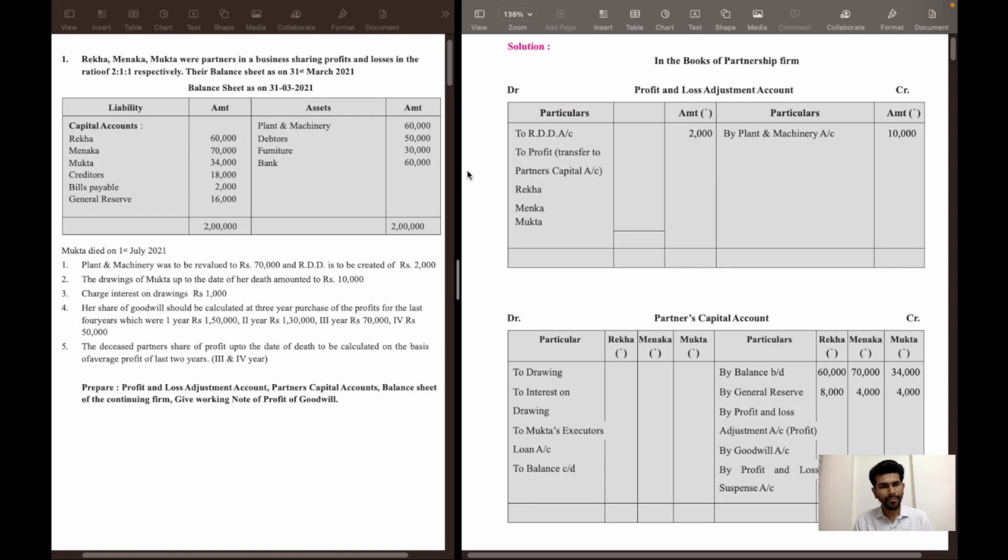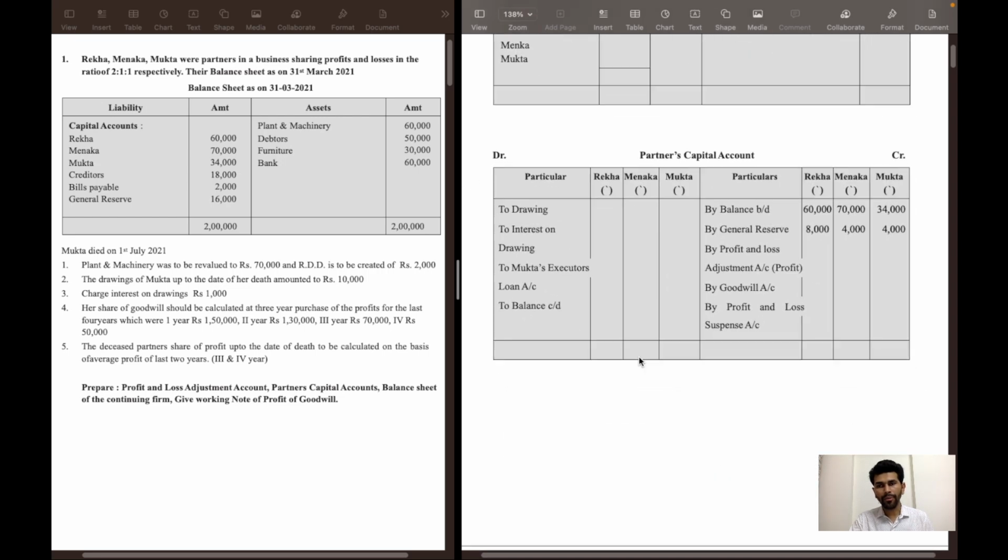Second adjustment, the drawings of Mukta up to the date of her death amounted to 10,000 rupees. So partners capital account, two drawings. In Mukta column, the amount is 10,000 rupees. And second effect will be in bank account. Mukta has withdrawn money from the business, so bank balance will be reduced.